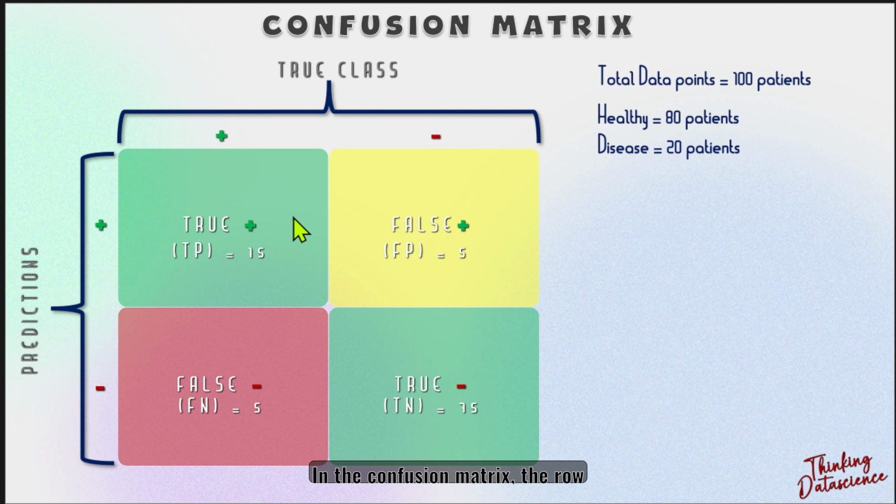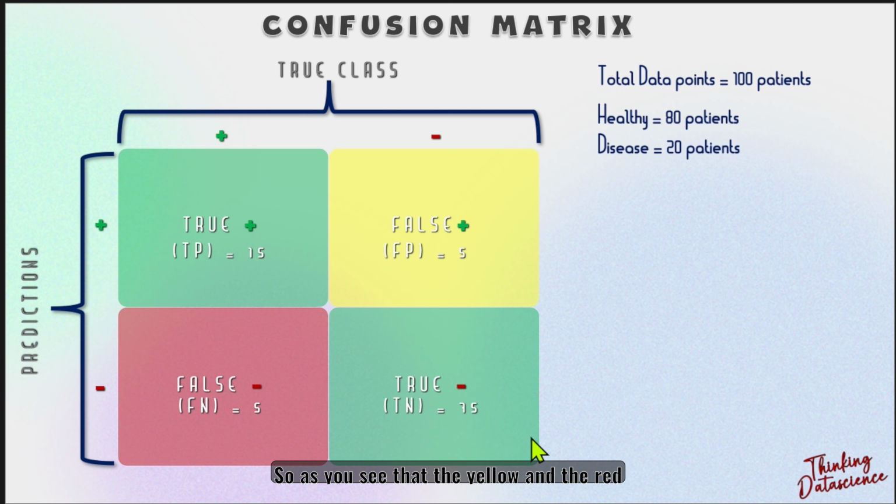So let us recap. In the confusion matrix, the row represents the actual value while the column represents the predicted value. So the top left square denotes the number of true positives, that is 15, which means the model correctly predicted that the 15 patients have disease. The top right square denotes the number of false positives, which means the model wrongly predicted that 5 healthy patients have disease. The bottom left square denotes the number of false negatives, that is 5, which means the model wrongly predicted that 5 patients have no disease when in actual they have disease. And the bottom right square denotes the number of true negatives, that is 75, which means the model correctly predicted that 75 patients are healthy.